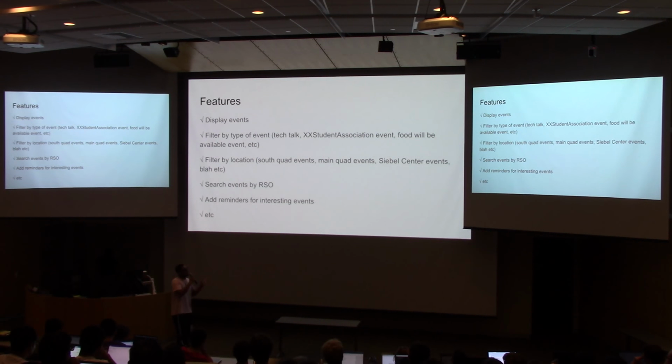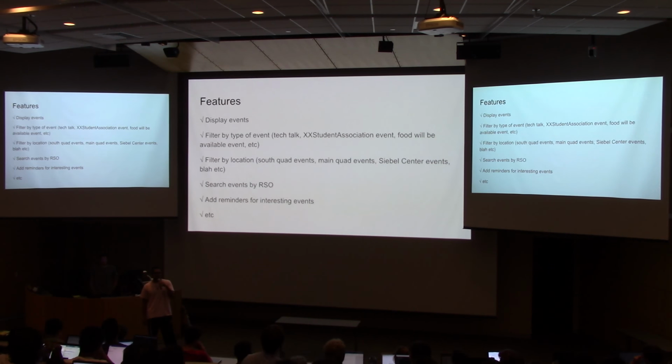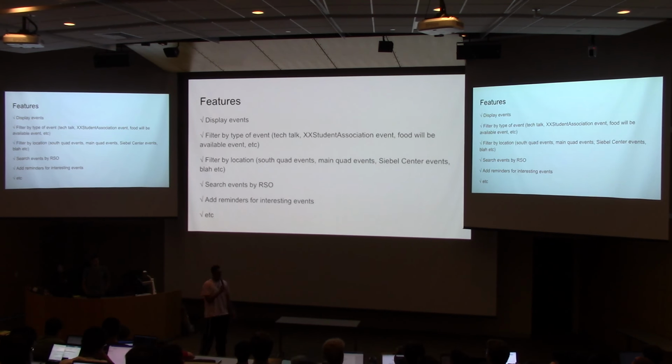Some of the features it would have would be, obviously, one, display events. You should be able to filter by type of event. So imagine, let's say you missed your dining hall time because you slept in. Oh no, you're hungry. But wait, you open the app, you filter by food. There's a tech talk happening right now with food. Or if you're really interested in some RSO like basket weaving, you can look it up, basket weaving UIUC. Oh, there's an event tomorrow, cool, I'll go.